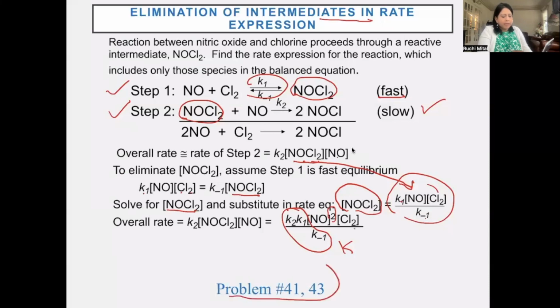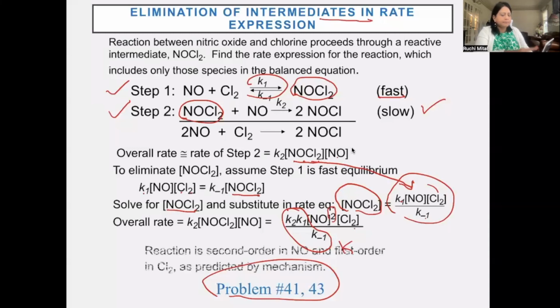There is a similar problem in your packet. Please pause and solve this problem. So the important point over here was that an intermediate cannot be in your rate law equation. If it is there, you would have to look at the previous equation, manipulate the equation for the intermediate, and substitute the new values that you get.